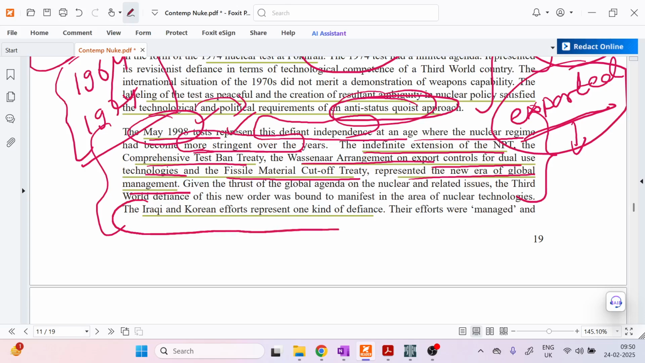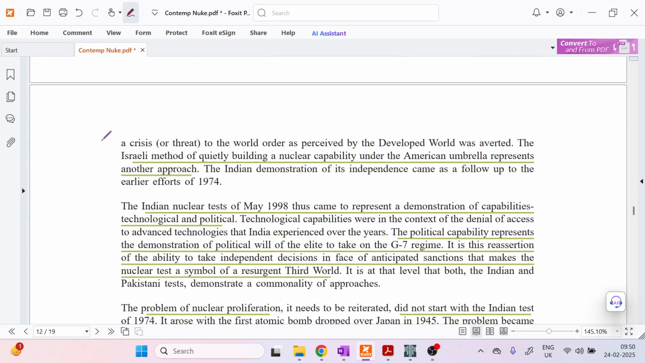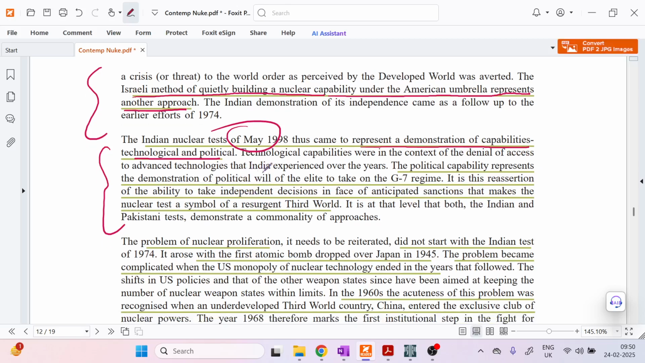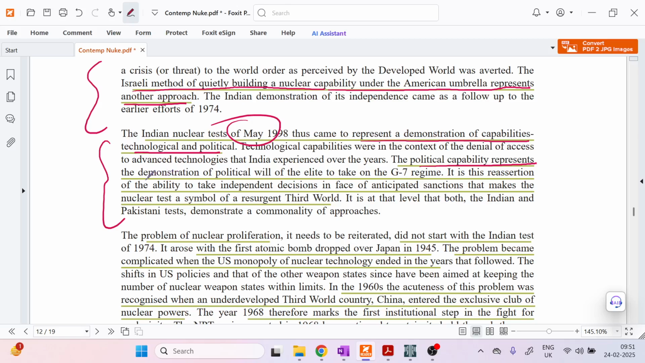Then the Iraqi effort and the North Korean effort also represented another kind of defiance. The Israeli method of quietly building nuclear capability under the American umbrella represented another approach. So the Indian test of May 1998 came to represent a demonstration of capability, technological and political, of third world countries. The political capability represented the demonstration of the political will of the elite to take on the G7 regime.